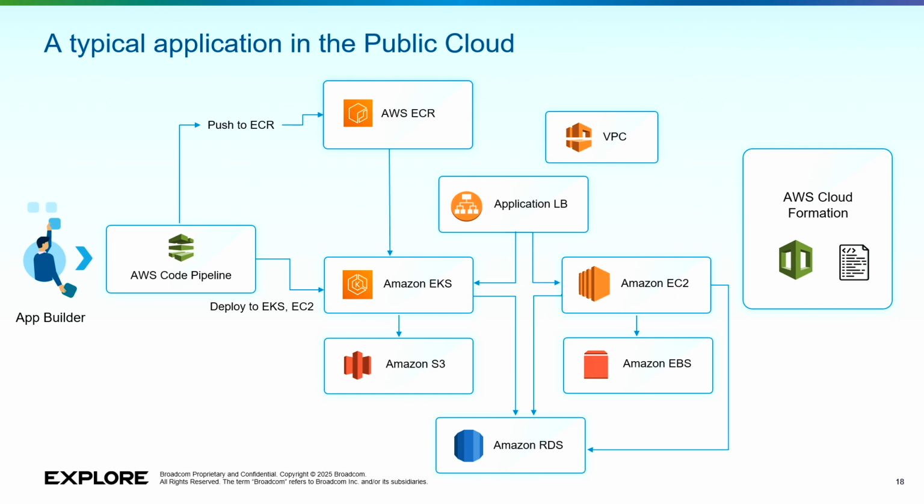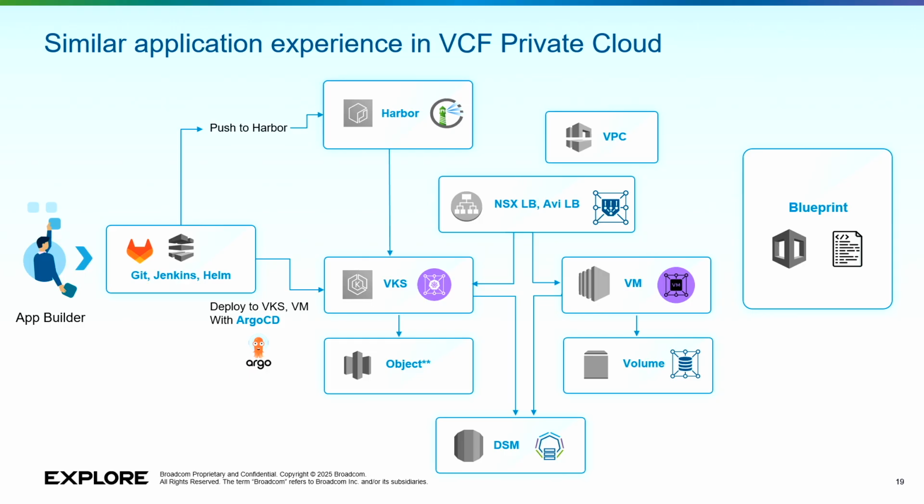Now, this is how it looks if you were using AWS's public cloud services with EKS, EC2, application load balancers, and so on. What if you wanted to take this application and run it on-prem? Could be data sovereignty issues. You want to keep everything private inside your own data center, just as an example. On VCF 9, this is the exact equivalent, right?